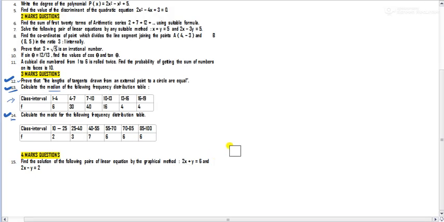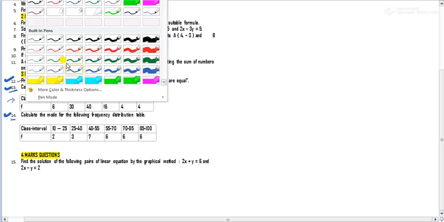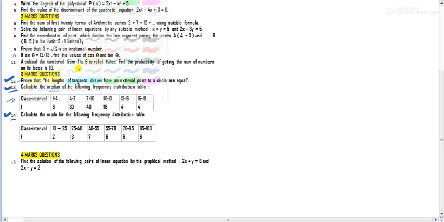So see, this is a very easy question. This theorem: you have to prove the length of tangents drawn from an external point to a circle are equal. So the whole data is in the statement itself. How is that? See, the length of tangents drawn from an external point to a circle are equal.